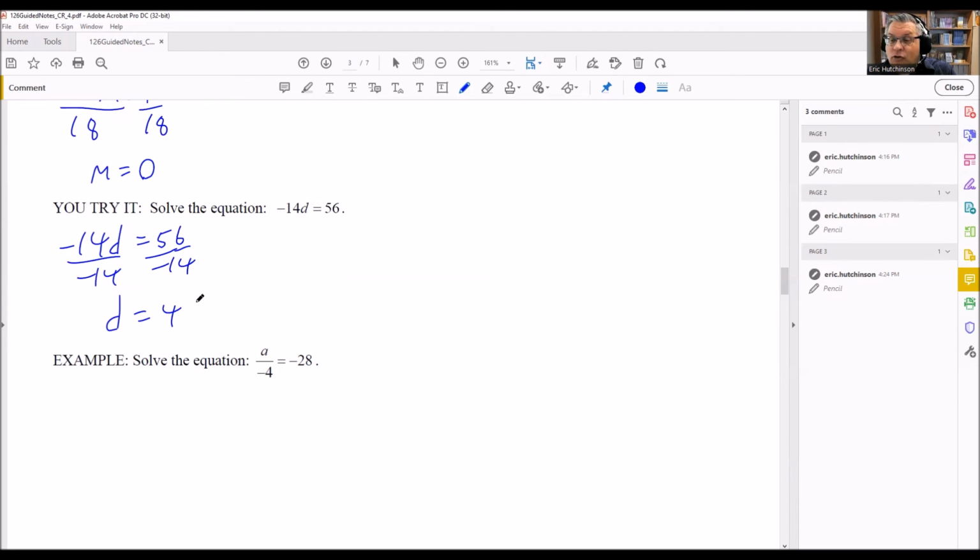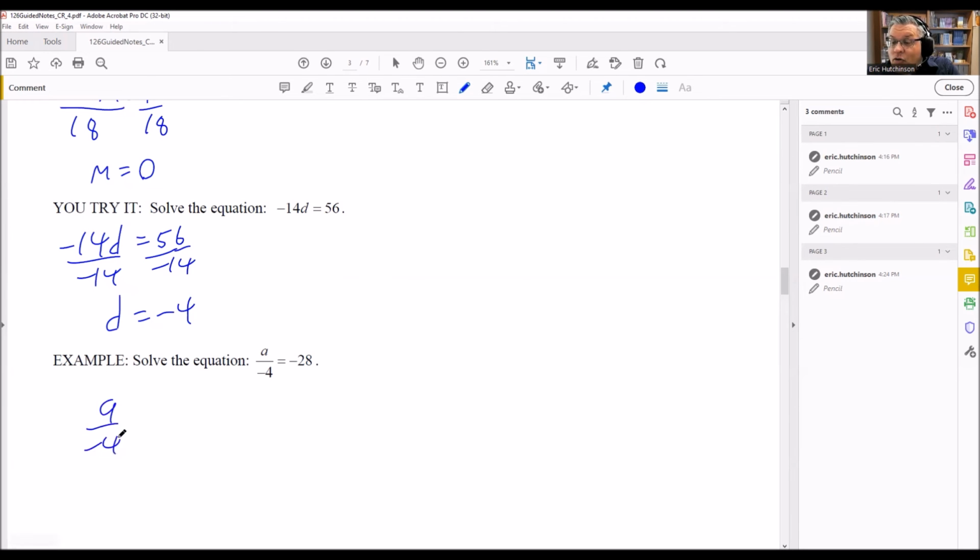56 divided by 14 is 4. Remember, it's not 4, it's negative 4. There's one negative in here, which means that it should be negative 4 as your answer, not positive 4. There's one negative, so there should be one negative in your answer. Be very careful. Another place people make a lot of mistakes on. All right. Next one.